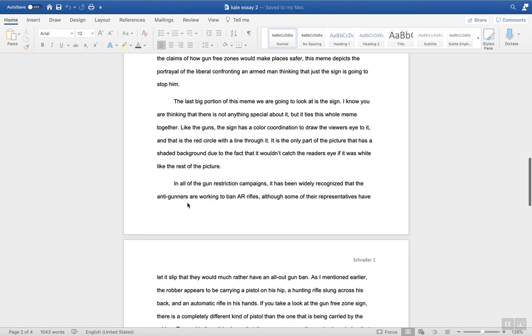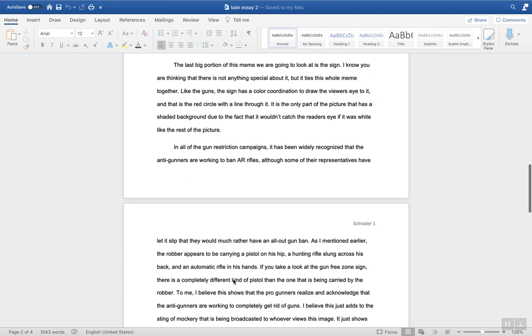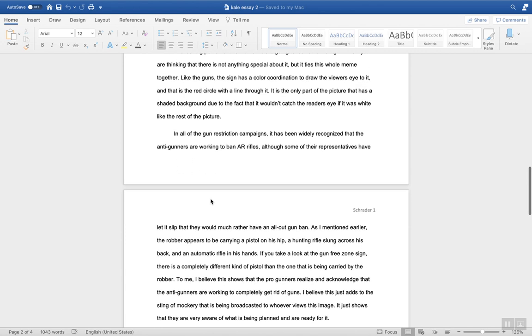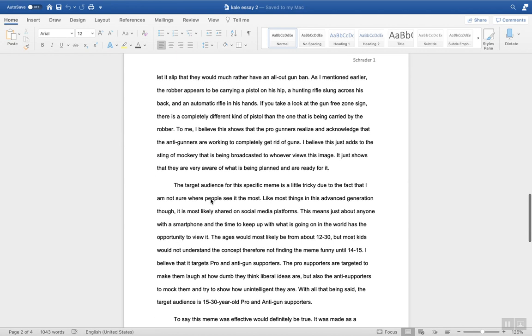I've never heard the term anti-gunners and pro-gunners before. I would recommend finding stronger, clearer vocabulary to discuss the two sides of the debate, and that will help with your formal tone as well.